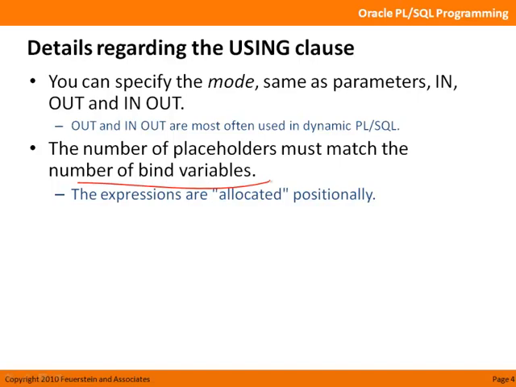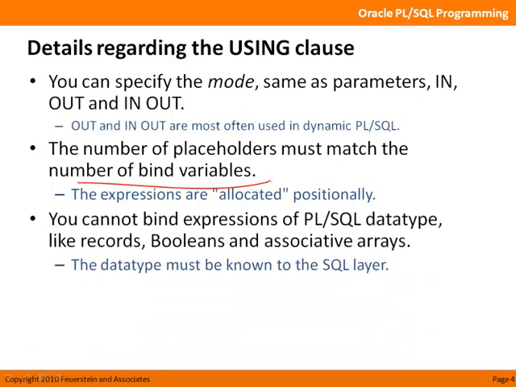Basically, the expressions are allocated positionally. You cannot bind expressions of PL/SQL data type, for example, records, booleans, associative arrays. The USING clause is passing or binding values into the SQL statement, and therefore only SQL types are supported. This is true even for dynamic PL/SQL, which is addressed in a separate lesson. Essentially, the data type must be known to the SQL layer in order to do the binding.